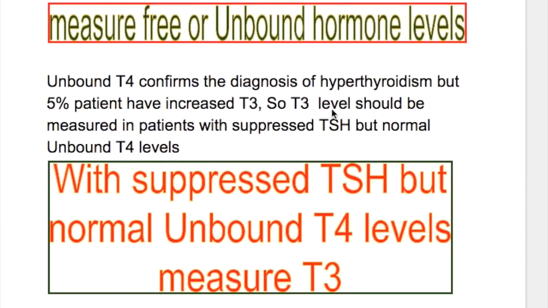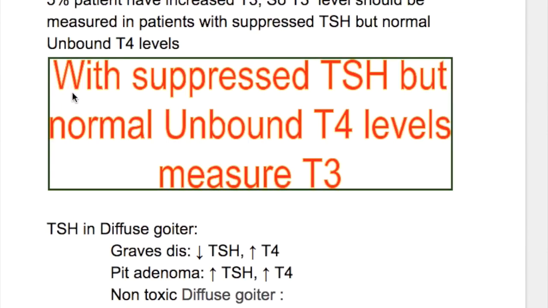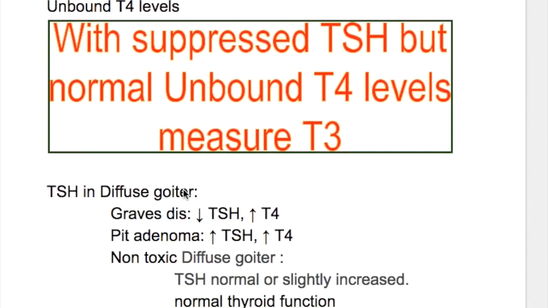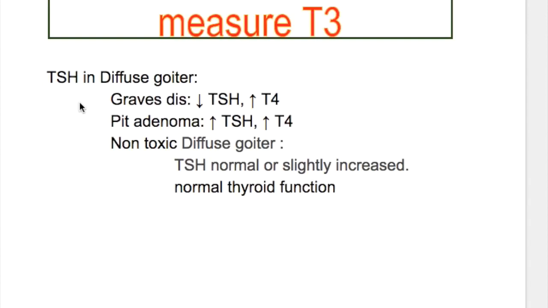So T3 levels should be measured in patients with suppressed TSH but with normal unbound T4 levels. So again repeating, with suppressed TSH but with normal unbound T4 levels, measure T3 because T3 thyrotoxicosis occurs in 5% of patients. How about TSH in diffuse goiter?